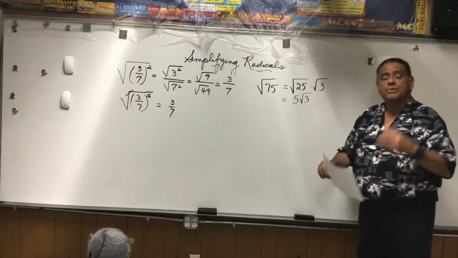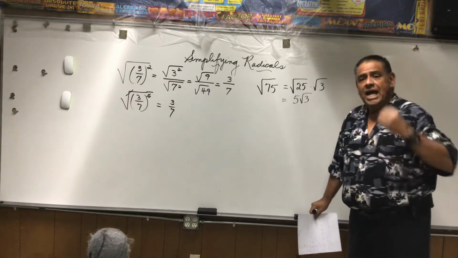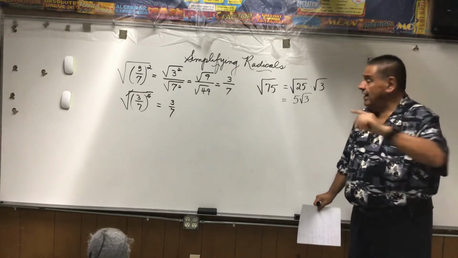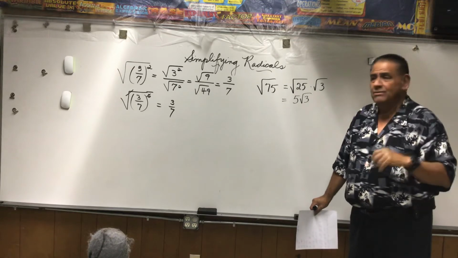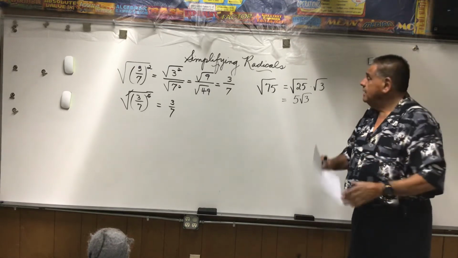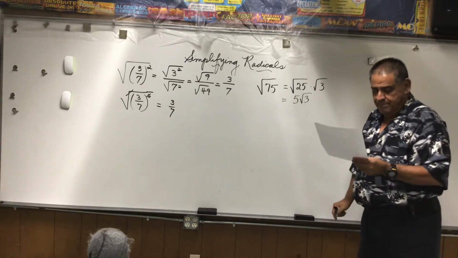This square root of 3 does represent a number. Right now, I'm not worried about the numerical value of the square root of 3. If you look it up in a book, it'll give you 1 point something. But either way, I'm not worried about that. My answer is going to be 5 square roots of 3.